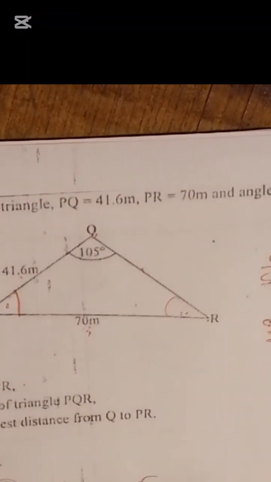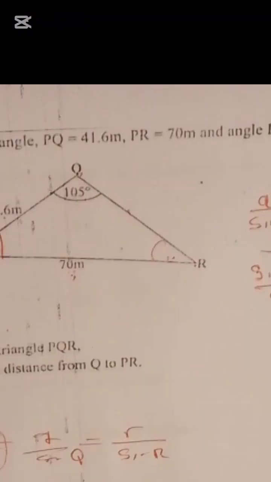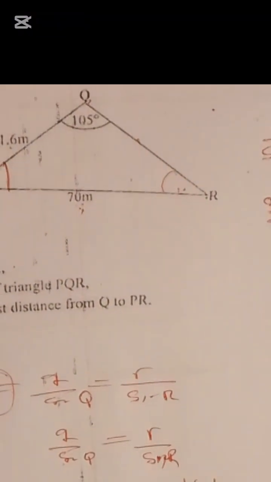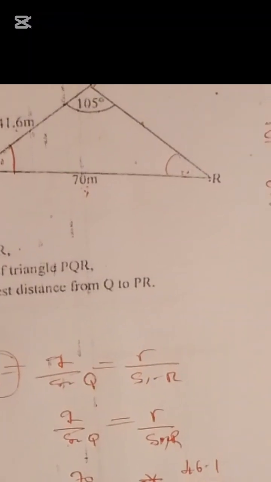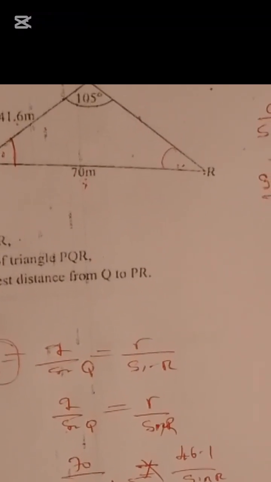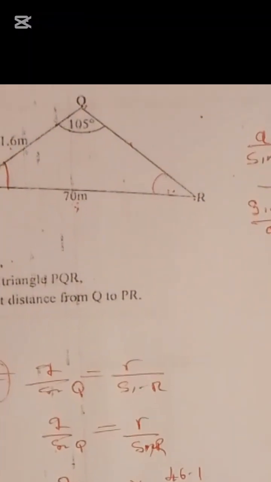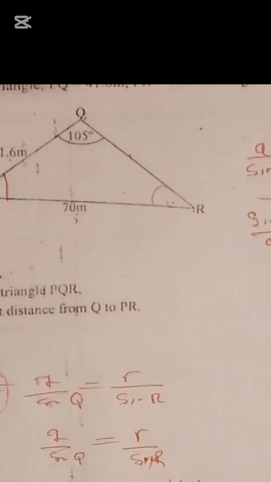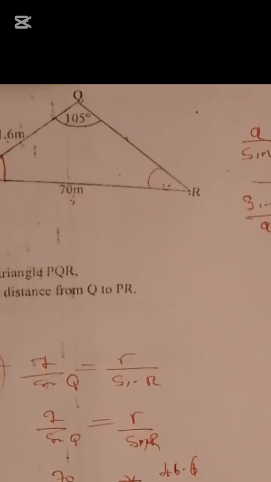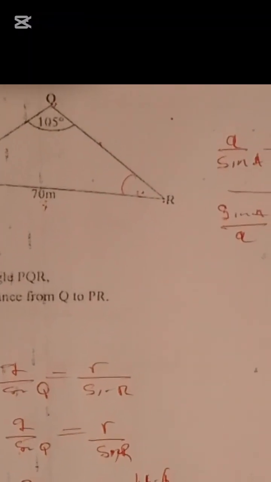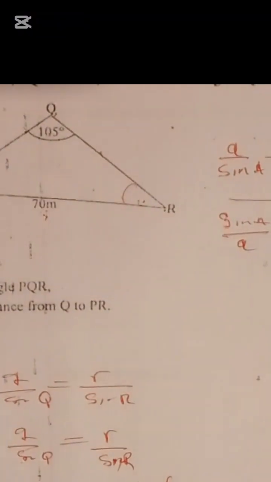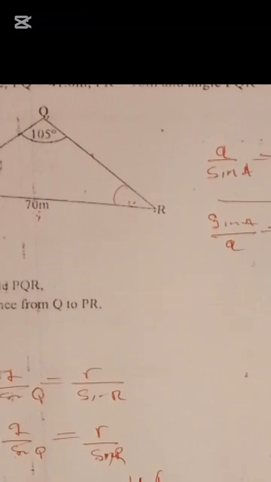Cross multiply. So the equal sign means you cross multiply. So 70 times sine R gives us 70 sine R equals 46.1 times sine 105. I beg your pardon, actually this one should be 41.6. So in this case, it will be 41.6 times sine 105. So this one will give us 40.1825 1437.